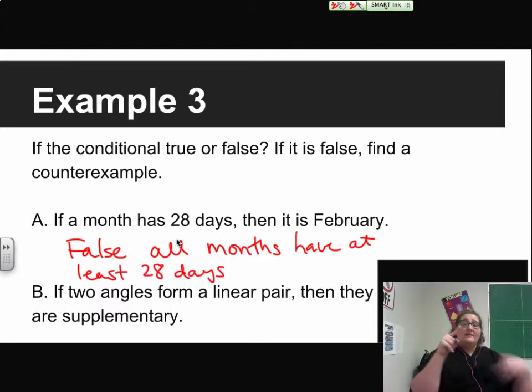Okay, B says if two angles form a linear pair, then they are supplementary. Well, by definition of a linear pair, they form a straight line, which means they equal 180. If they equal 180, then they're supplementary. So, statement B is true.